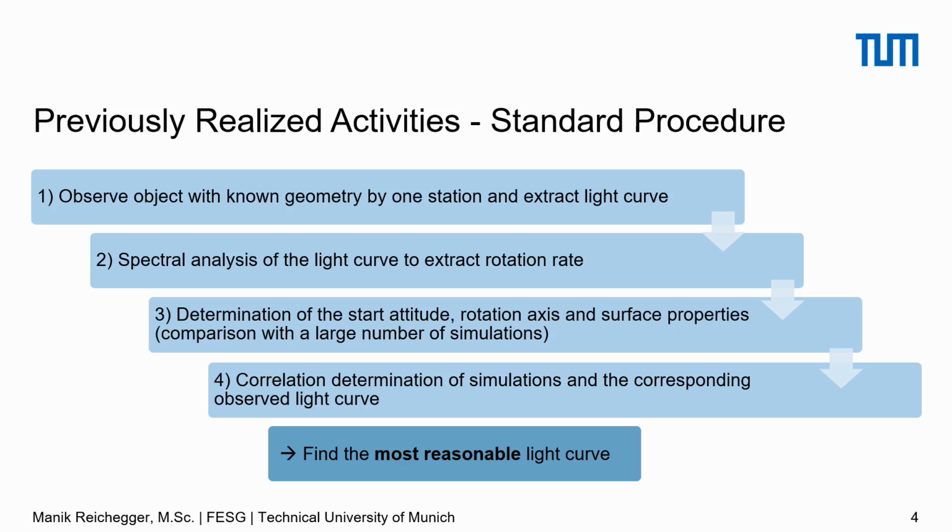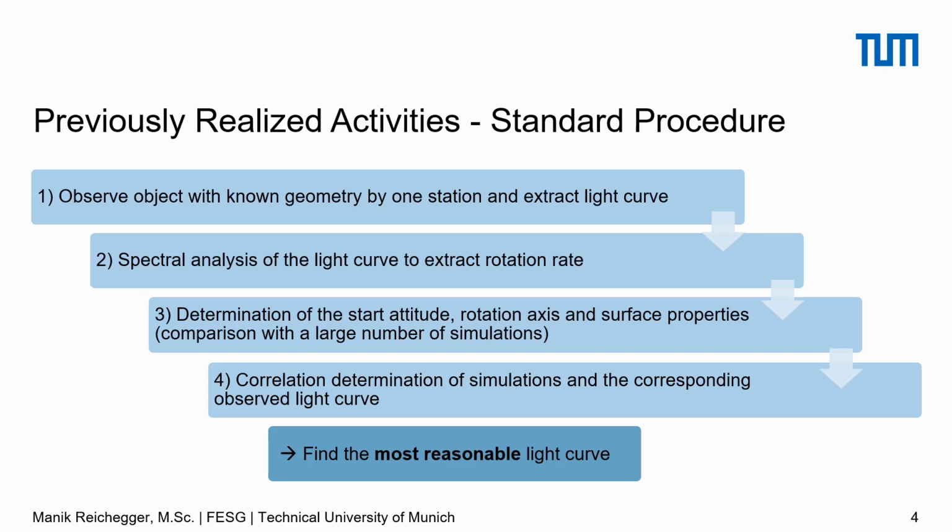The usual method for the recording and analysis of space debris, which was also performed at the Technical University in the past, is as follows. First, only objects with known geometry are observed, and only from a single station, and the change in brightness over time is extracted. The next step is a spectral analysis to find the rotational velocity of the object, and here the most dominant frequency is usually used as a rotation period, and this period is then used for the further processing.